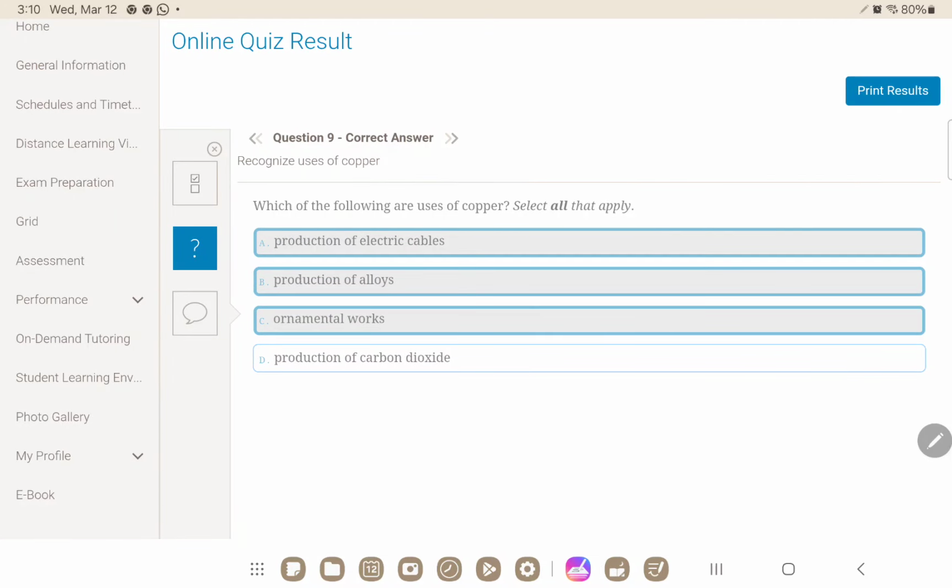Okay, so uses of copper are in electric cables. In alloys, we mix them with other metals, like, for example, gold. And in ornamental works, we use them when we want to decorate things. Moving on.